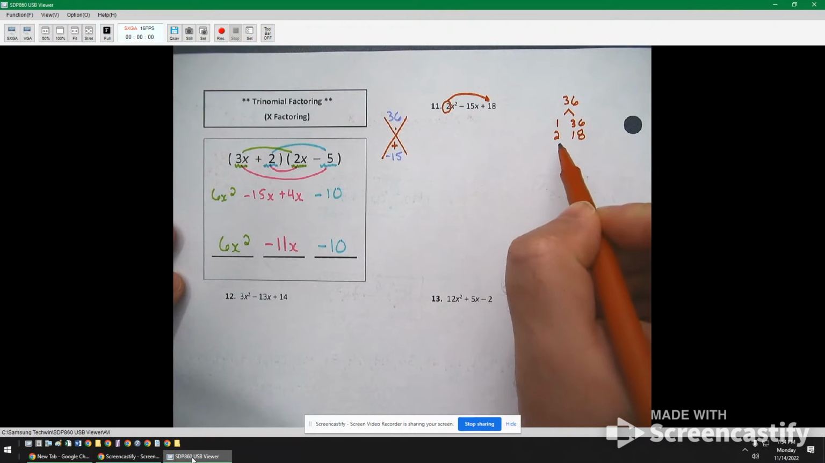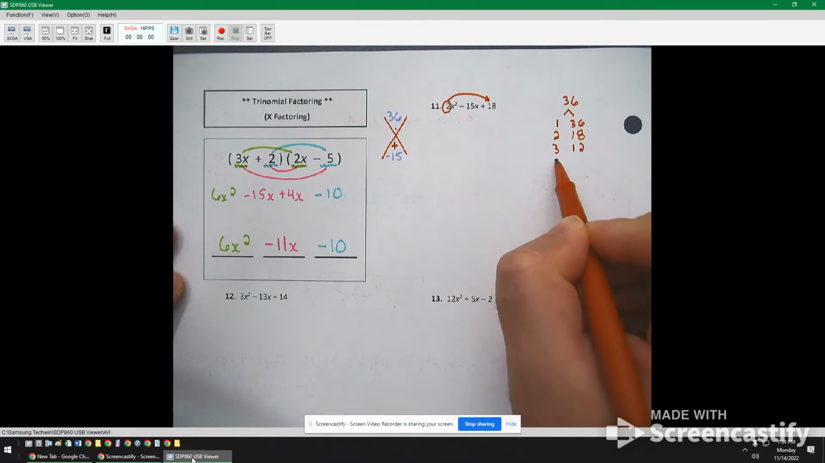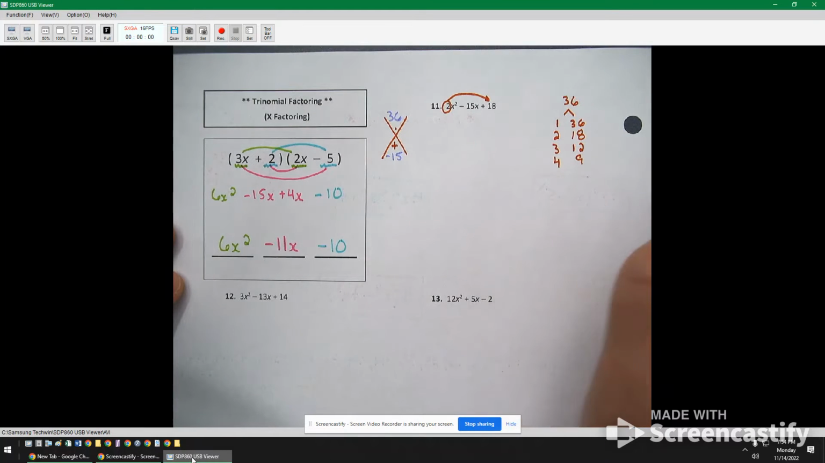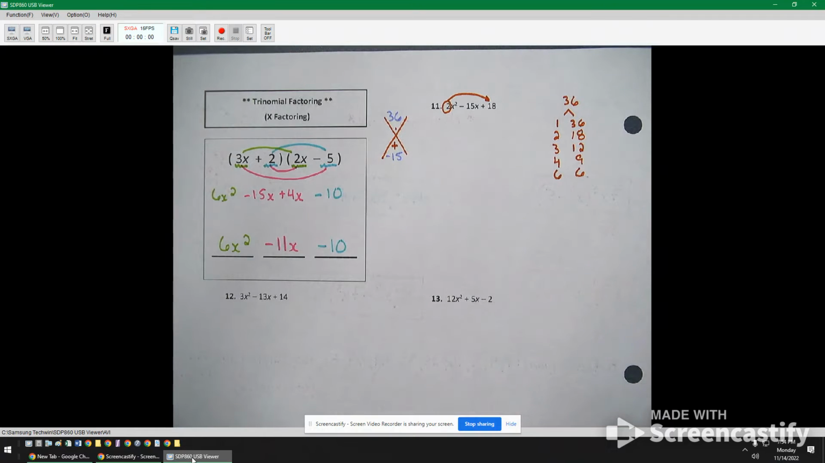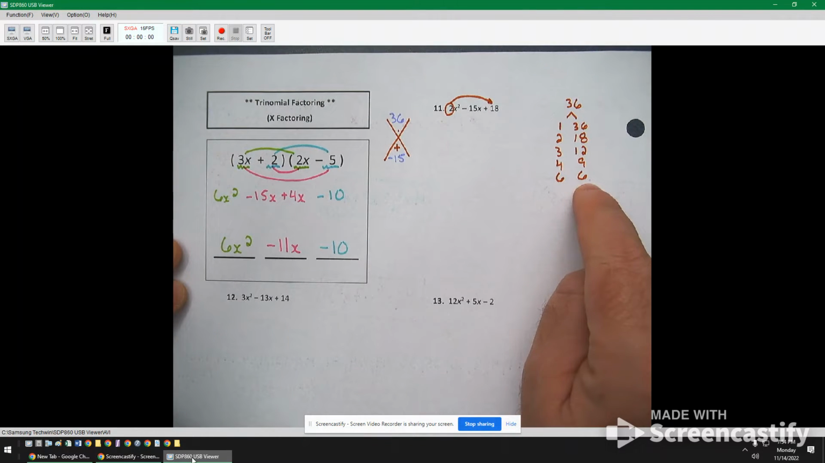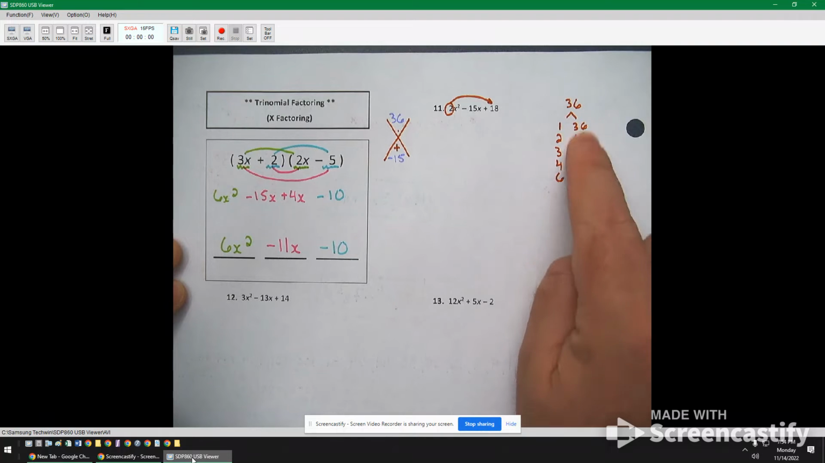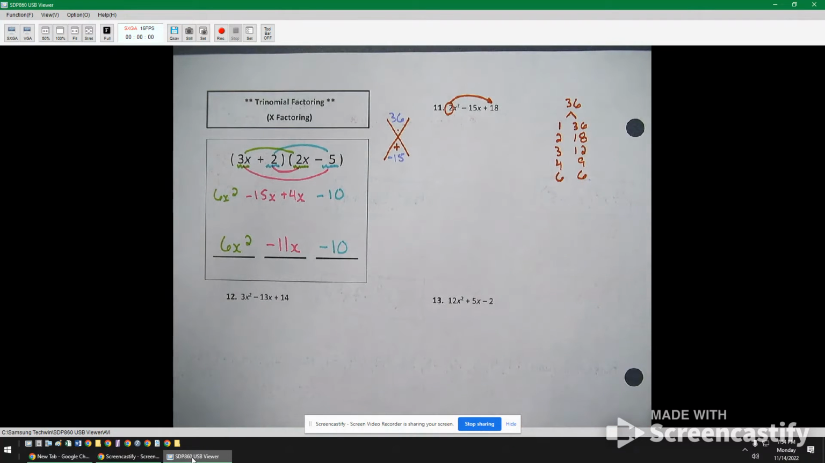So I divide it by 1, then I divide it by 2. Now I'm going to divide by 3, and I would get 12. Divide by 4, and I would get 9. Divide by 5, it doesn't work. Divide by 6, I get 6. I can stop checking. This is my complete list because the next number I would check would be 7, and that's already past this side of my numbers, my factor pairs.